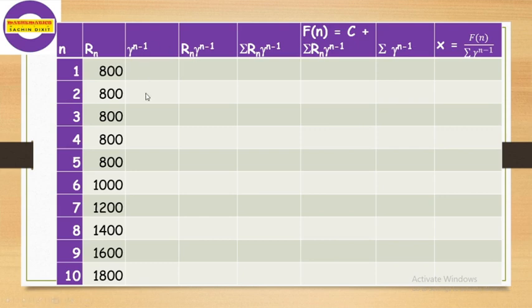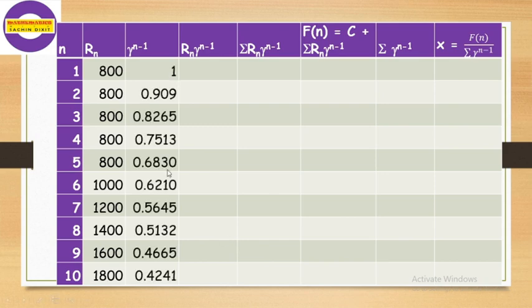Also, the value of gamma is given as 0.9091. So we can directly compute these values corresponding to up to 10 years and write them down here. Just multiply and we get these values. Here it is equal to 1 because in that case n is equal to 1; 1 minus 1 is 0, and something raised to 0 is 1. So here it is 1.